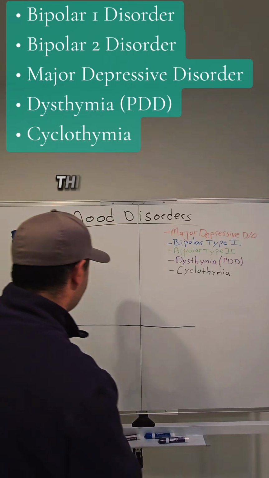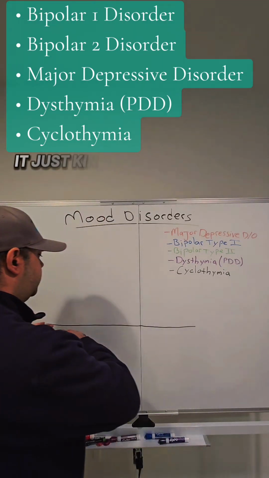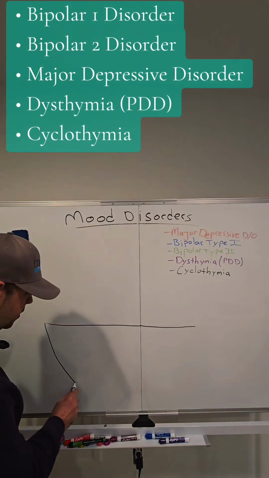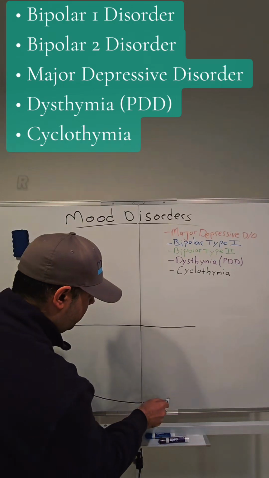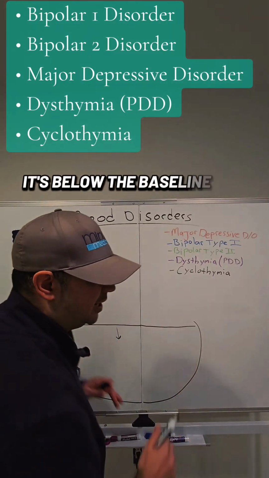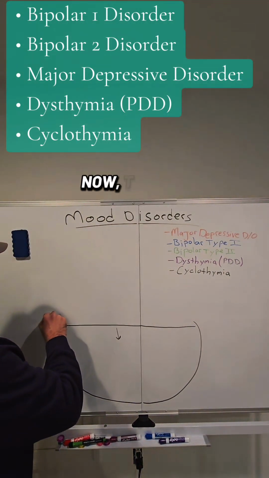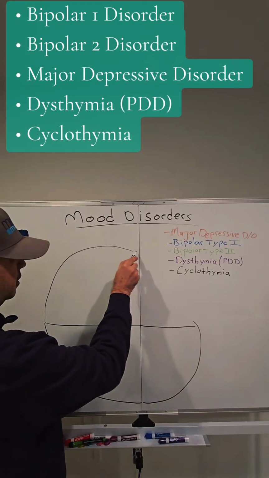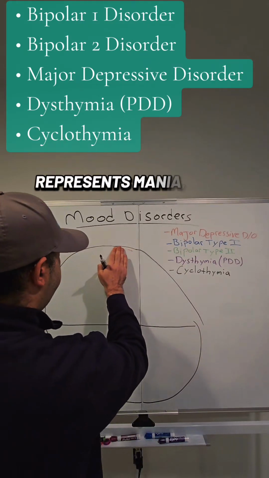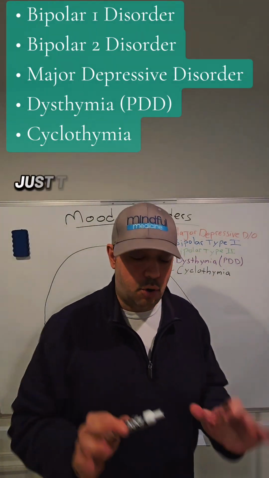See this line right here? This represents not being very depressed or not being manic. It's just somebody whose mood is pretty stable, okay? This line right here represents depression. Why? Because it's below the baseline line, so anything that's below there is going to represent depression in the egg. Now, this line represents mania, okay? Because it's elevated. So anything that's above that is going to represent mania, just to orient you to this egg.